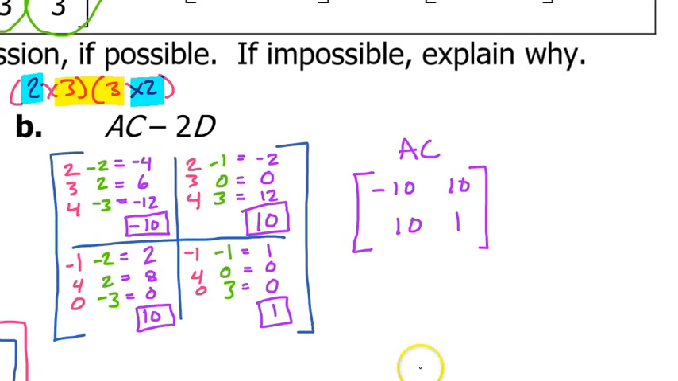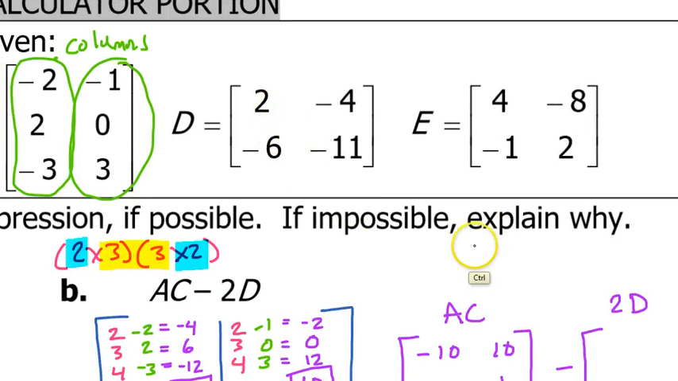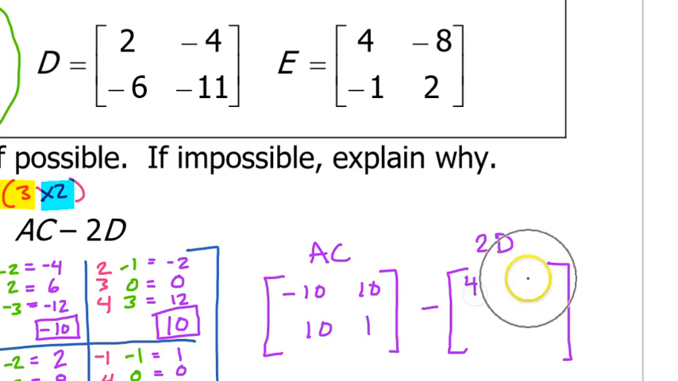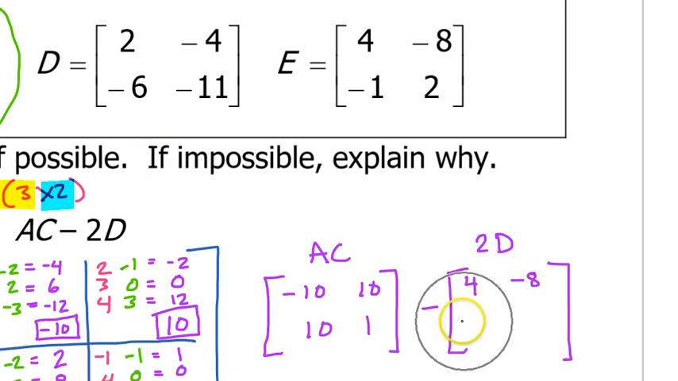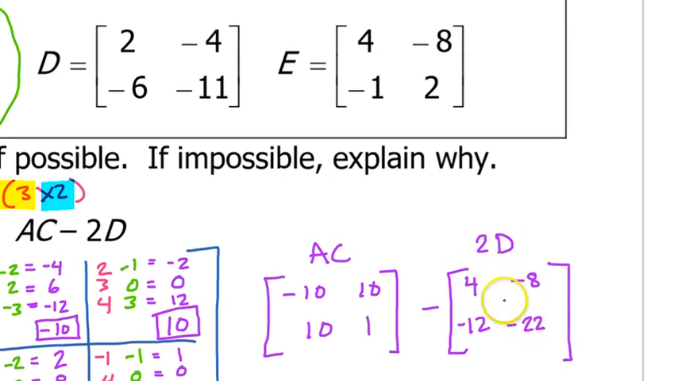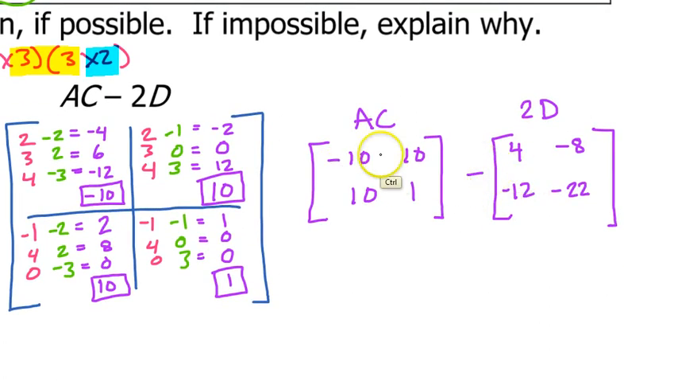Now we're supposed to take this and subtract 2 times matrix D. So we're supposed to have matrix 2D next. Here's matrix D. Multiplying by 2, we're just going to double all of these numbers. So that's going to, of course, give us 4 and -8 and -12 and -22. So that's 2D. So here we have AC minus 2D. When you subtract, we're just going to subtract corresponding terms.